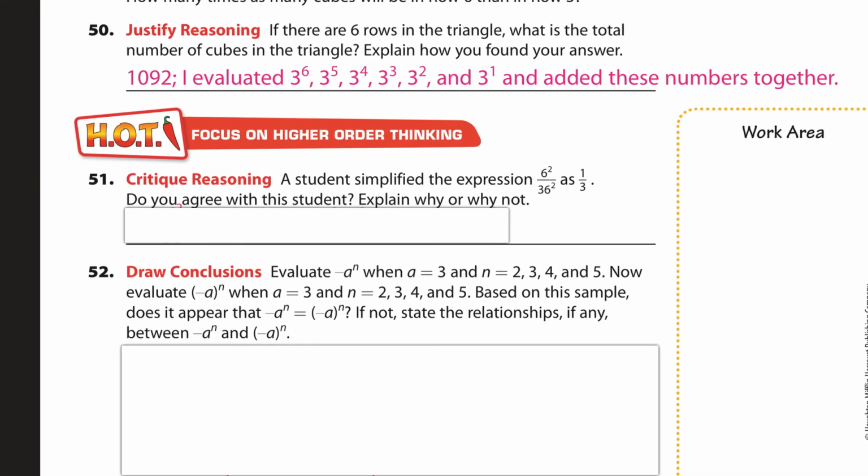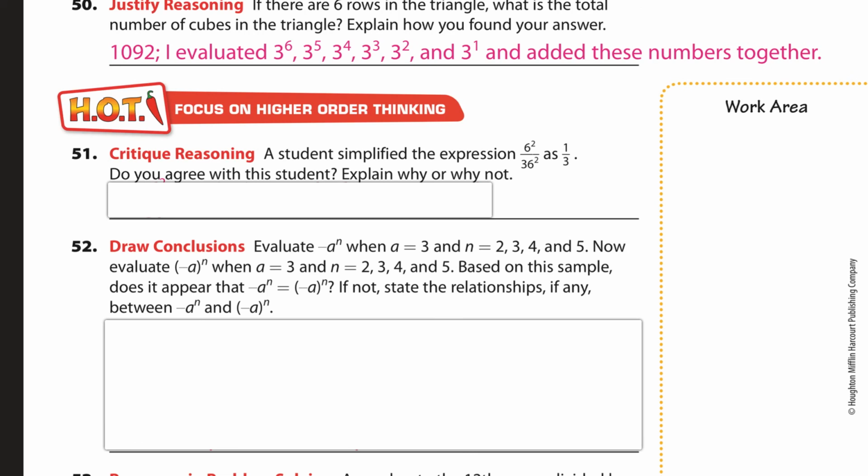Number 51. A student simplified the expression 6 squared over 36 squared and got 1/3. Do you agree with the student? I don't know. Let's find out. 6 squared over 36 squared. Well, 36 is 6 squared, so this would be 6 squared squared.